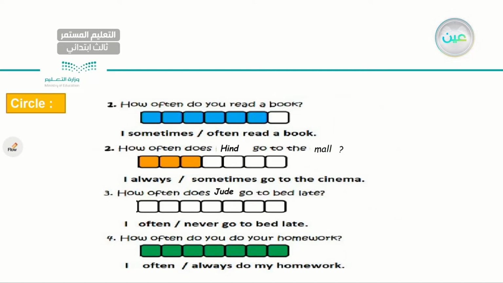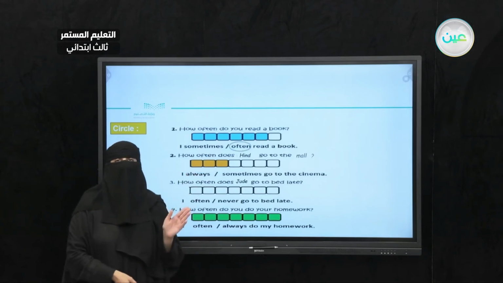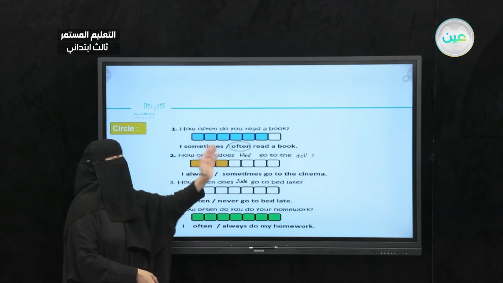Now, I have this exercise, my dear student. Help me to choose or circle the correct answer. Number 1. How often do you read a book? The options: I sometimes read a book or I often read a book. Remember, sometimes is 50%. What do you think for the blue one? Is it sometimes? It's not. It's higher than that, so we will pick often. I often read a book.